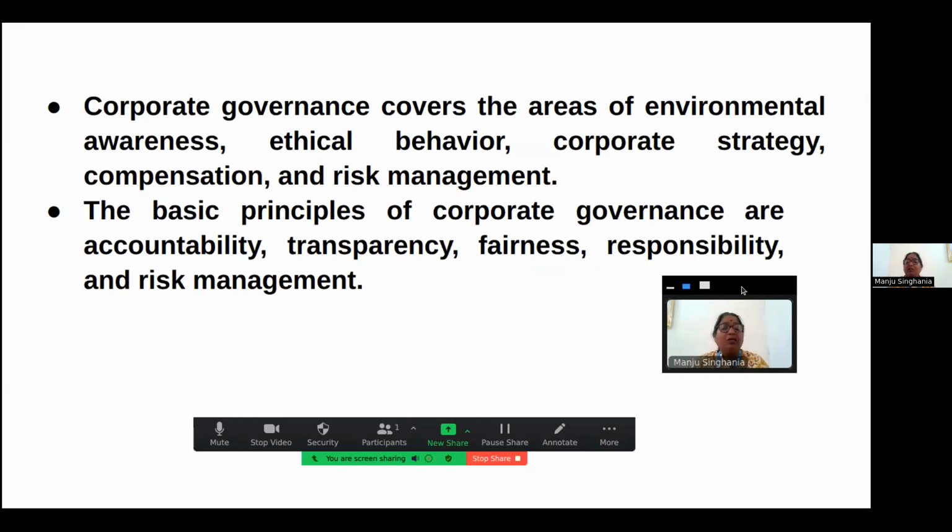Obviously, no business is without risk. The future is very uncertain, and because of that, risk is there. So many changes are taking place. All these factors will be considered. So the basic principles of corporate governance are accountability, transparency, fairness, and risk management.